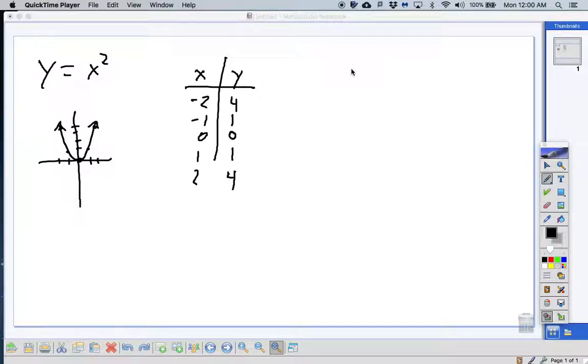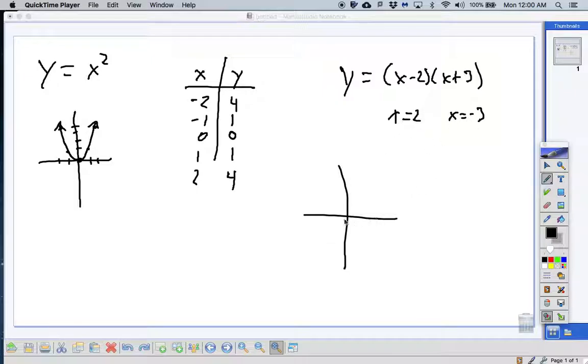If you're given something like this, however, y is equal to x minus 2 times x plus 3, now, yes, you could plug in x values, but you're given the zeros. Your zeros are x equals 2 and x equals negative 3. So in this case, we probably just want to plot 2 and negative 3. So we'd go to x is 2, and there's 1 point, and negative 3 is right there as another point.